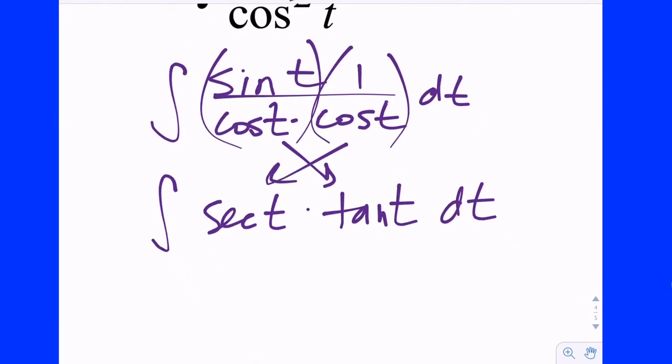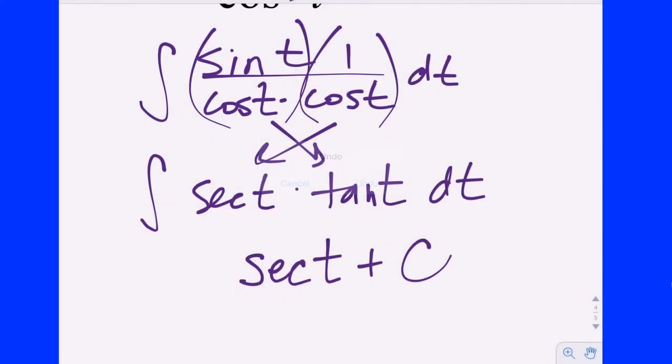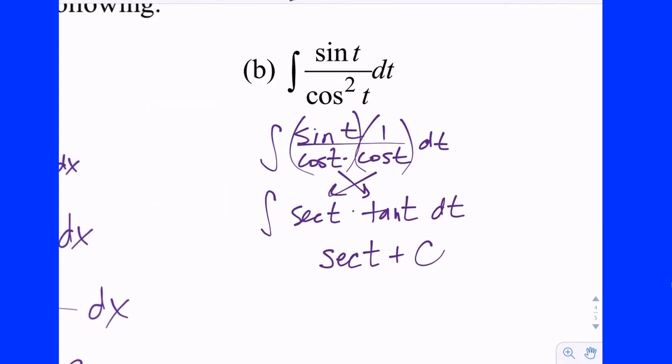And now you're like, oh, it's secant tangent. Secant tangent is the known derivative of secant of x, or in this case, secant of t. And then, of course, we are not done. We put plus c, and we keep those points. We don't become a statistic. All right, plus c, plus c, plus c. Excellent. You ready for another?